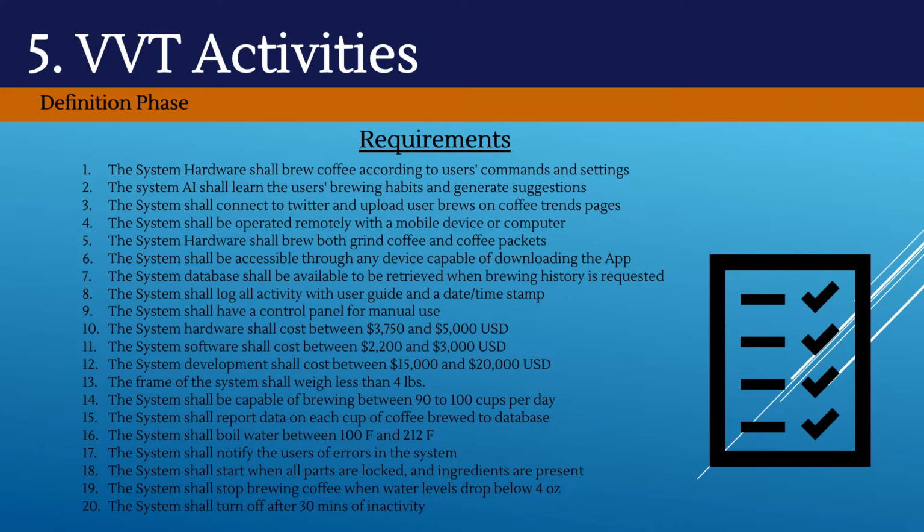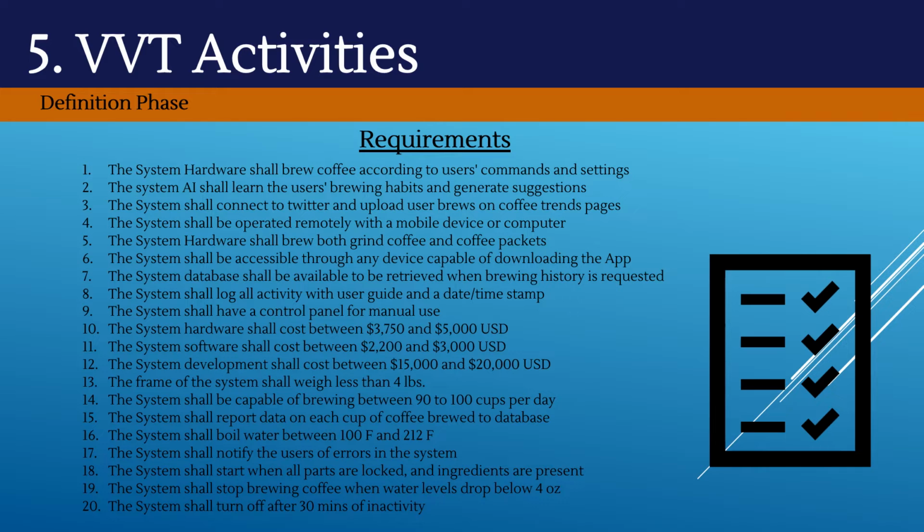We now move into the definition phase where we provided the requirements that our system, the smart coffee maker system, requires. It is basically to define how our system will solve a problem, right? We want to brew a cup of coffee for the user, but how are we going to do that? So we need some requirements. These are the top 20 requirements that we came up with as a team.